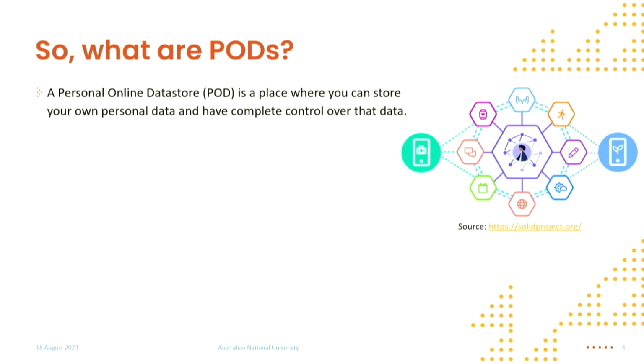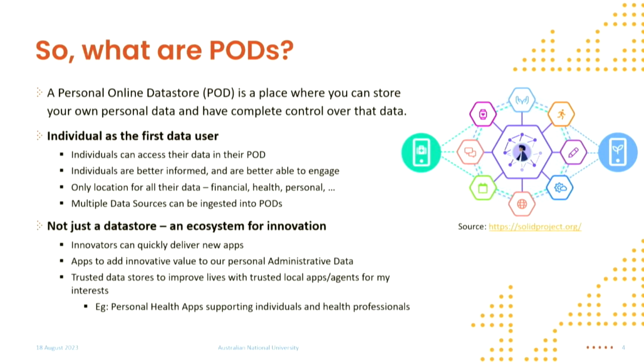So a personal online data store is a place where you can store your own personal data and also have complete control over that data. The concept of pods is framed around the individual. The individual is at the center, as you can see here in this picture, and the individual can access their own data in their own pod. They can see what's being stored. They are the one who stores this data, and individuals are better informed about their data.